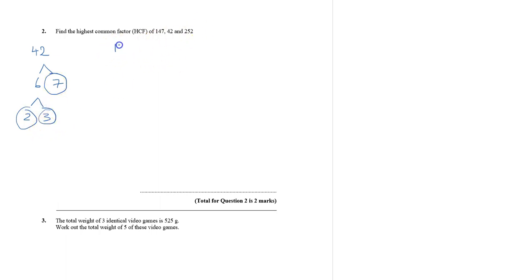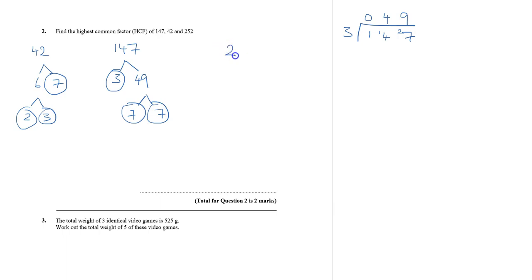Now we'll look at 147. Now 147 is divisible by 3, so 1 plus 4 is 5, plus 7 is 12. 12 is in the 3 times table, so this is divisible by 3. Now just on the right here, let's work it out. So 3 into 147, so 3 goes into 14, 4 times remainder 2, and 3 goes into 27 9 times, so that'll be 3 times 49, where 3 is prime, and then 49 is 7 times 7.